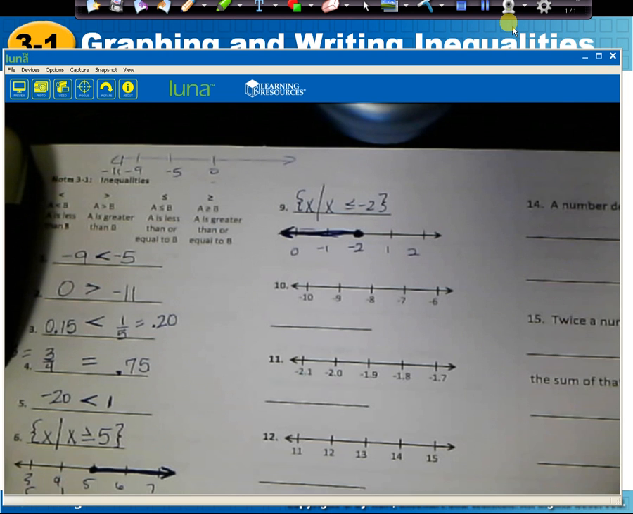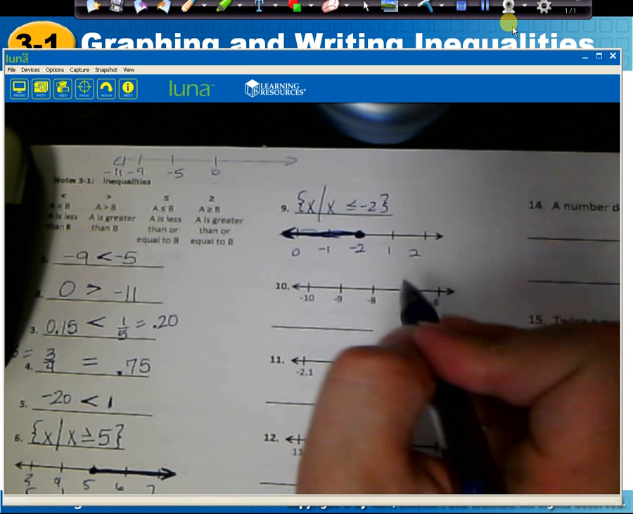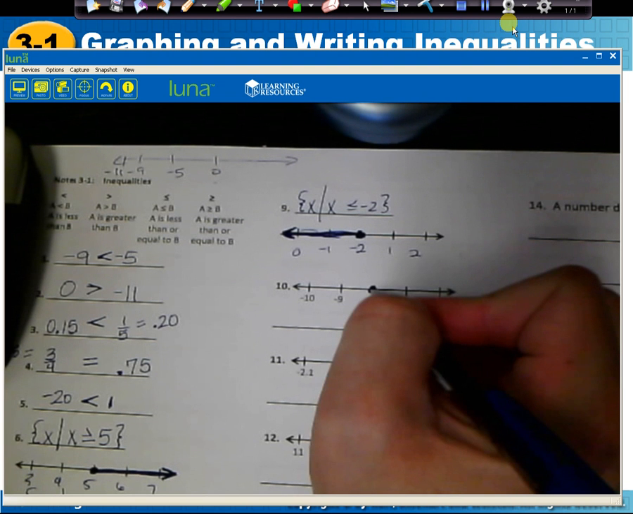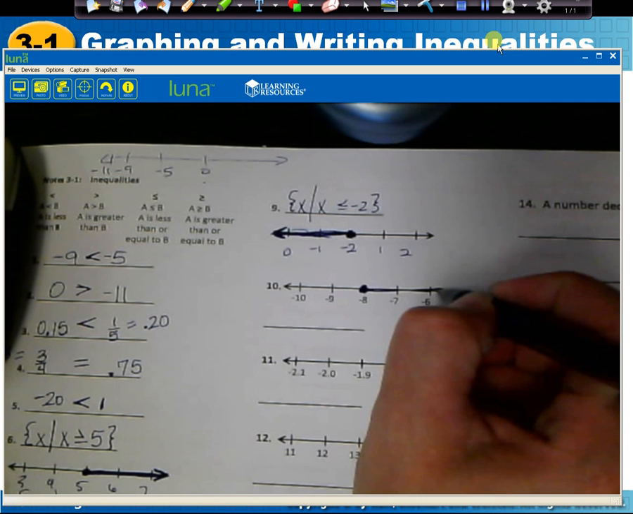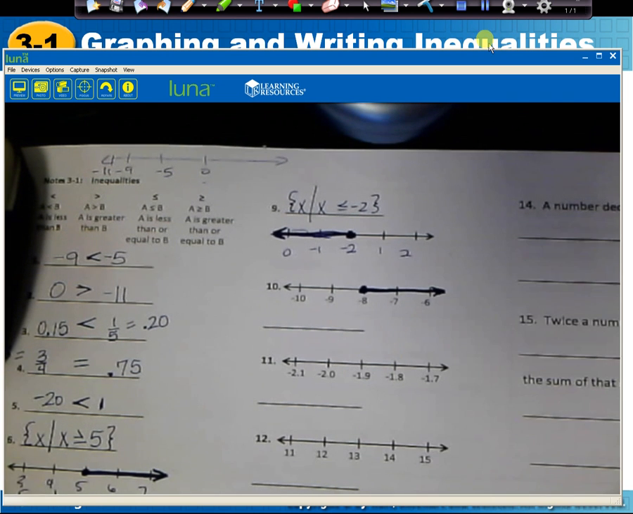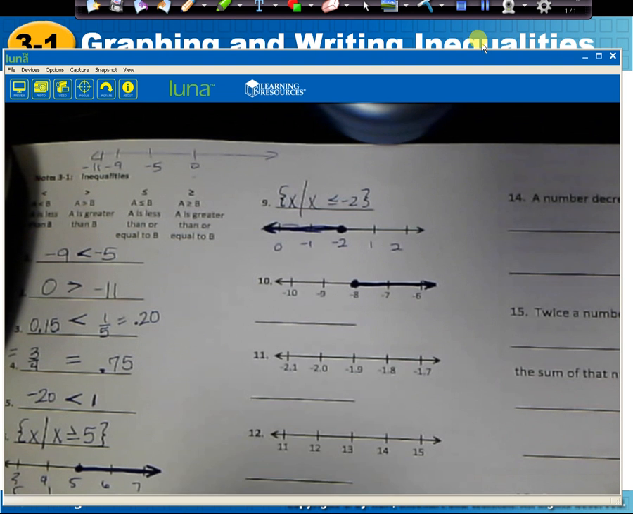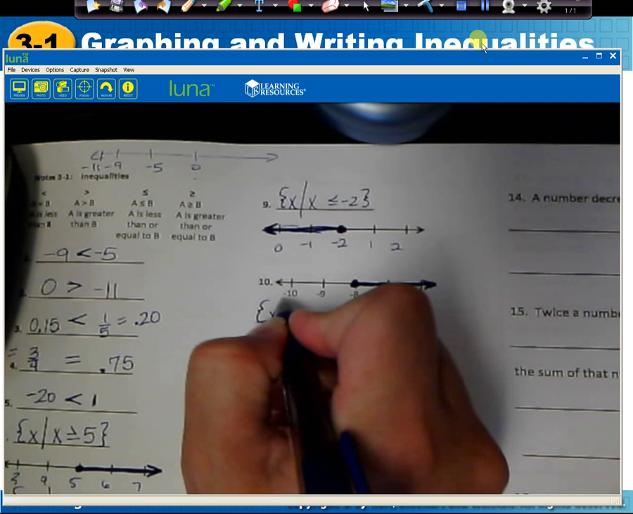Number 10 says write an inequality for the graph. So I'm going to give you the graph. This is what your graph should look like. Go ahead and fill this in. And we're going to write an inequality based on this graph. Don't forget, you need to put it in set notation. So we're going to say x such that x.